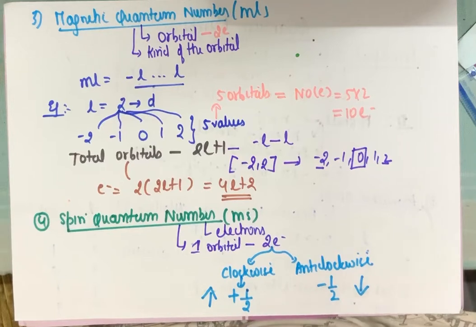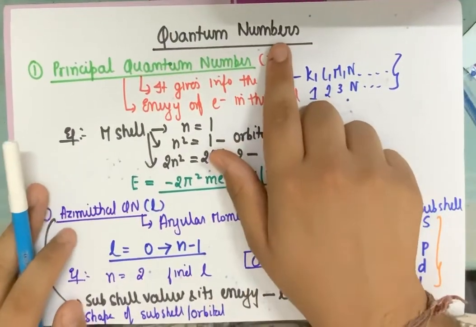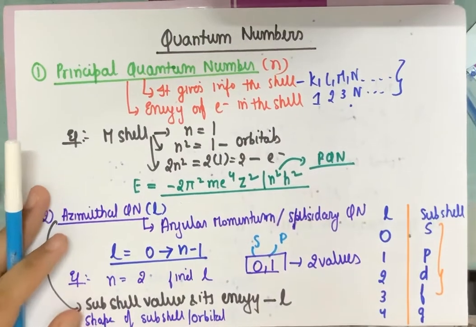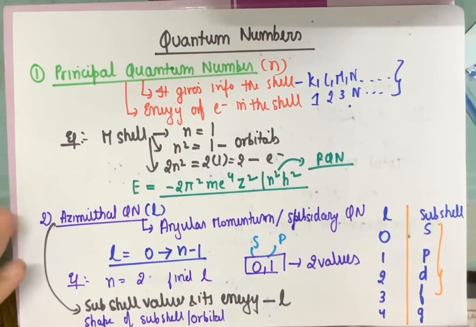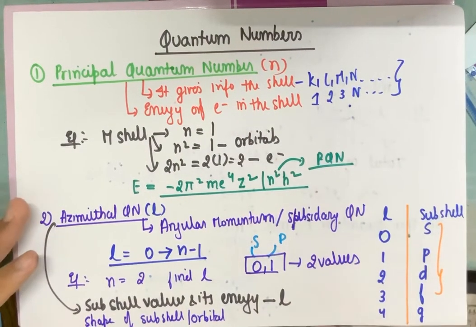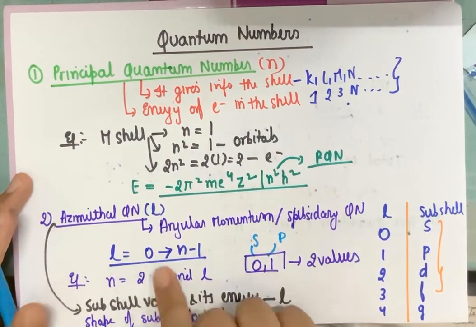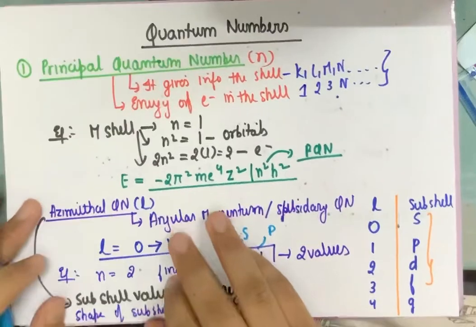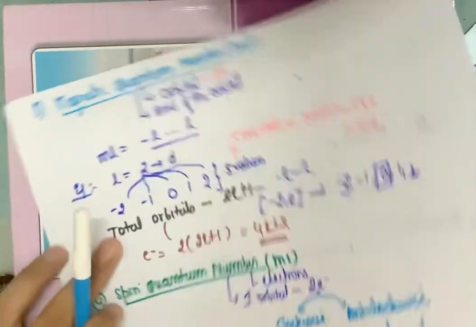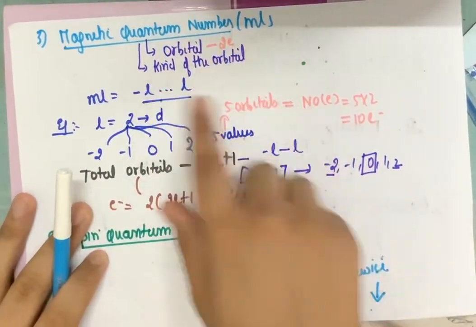Alright, now just one more piece of information here. As I told you in the beginning, the quantum numbers are actually used to describe an electron in an atom. How will they do it? First of all, I will denote which shell the electron is present in. Then I will denote which subshell the electron is present in. Then I will denote the shape of the subshell, which can be given by L. Then I will denote which orbital, given by ml.